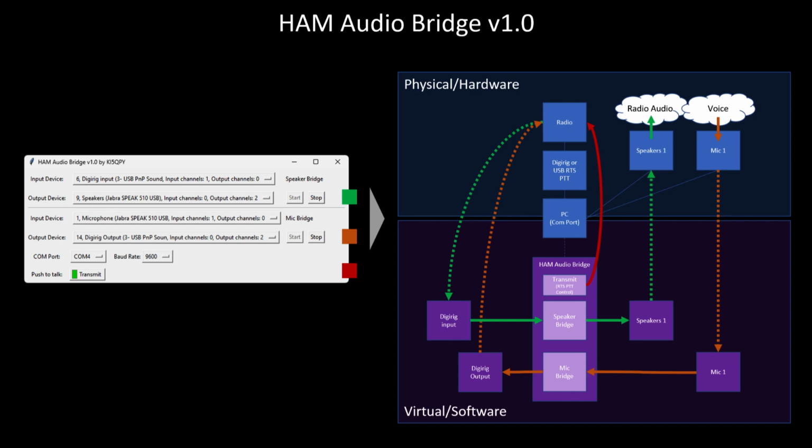Then the orangish brown is the same concept, but reversed. On the voice side, you have the microphone on your PC and you talk into it, and it's virtually connected through the PC into ham audio bridge, and then it goes through ham audio bridge to the DigiRig output, and then the output goes into the radio, and that's transmitted.